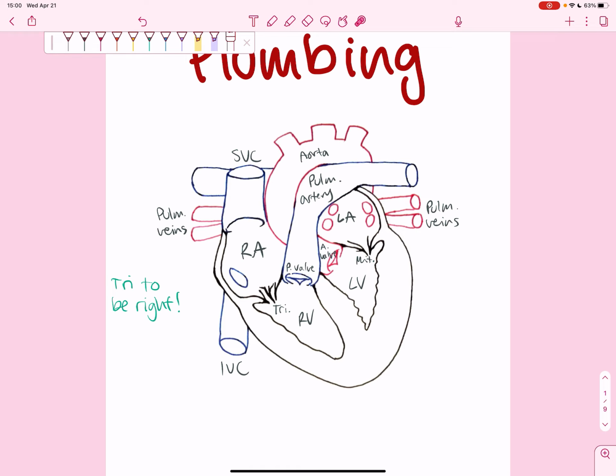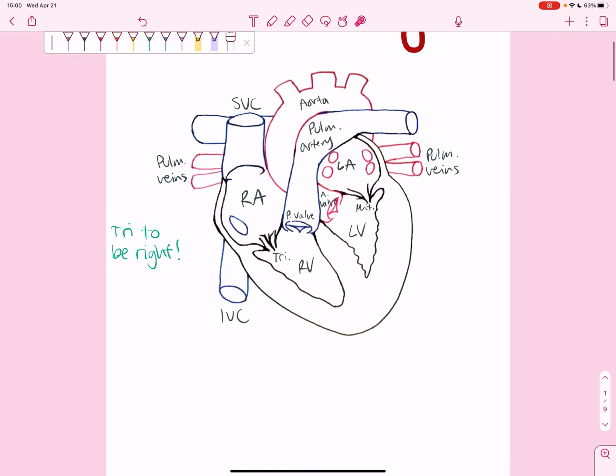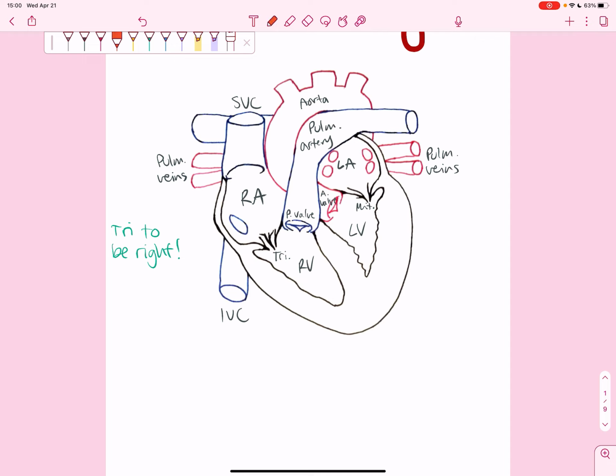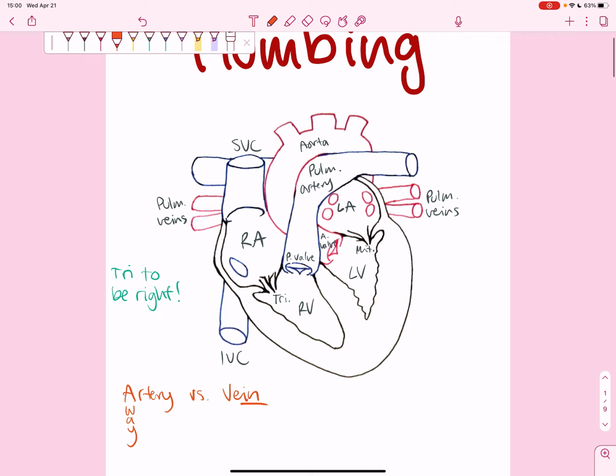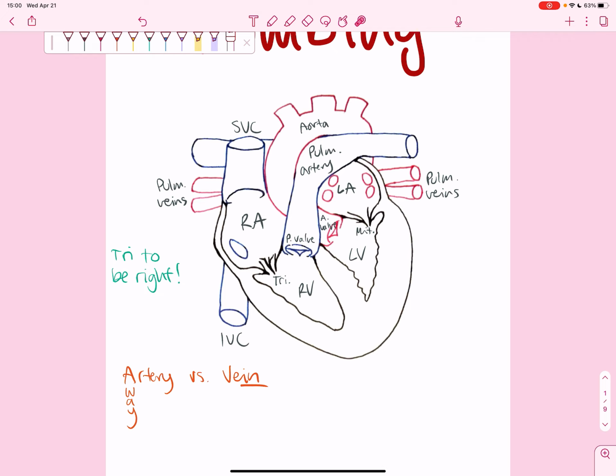So a way that I always remembered the distinction between what is an artery and what is a vein is arteries go away from the heart and veins come into the heart. So I'll just write that down. Artery versus vein. So artery goes away and vein comes in. I hope that is clear there. So back to what we were doing here.